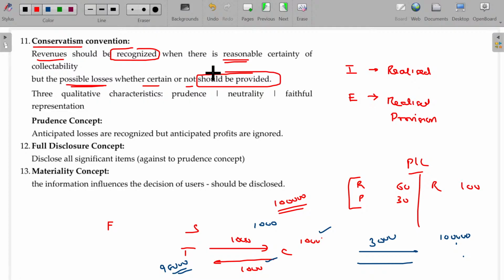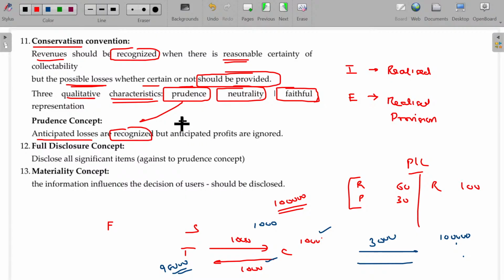In case of income, only guaranteed receipt will be considered as income. But in case of expenses, even a small doubt, you have to create a provision for that. Is that clear? And before you go for preparing your financial reports, you have to follow 3 qualitative characteristics. One is prudence, another is neutrality, another is faithful representation. Prudence is nothing but anticipated losses are recognized, but anticipated profits are ignored.